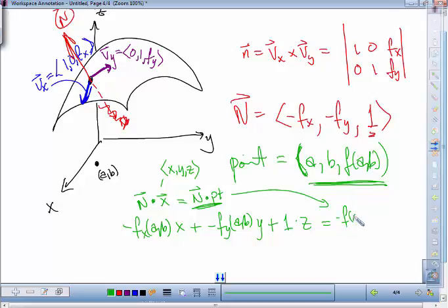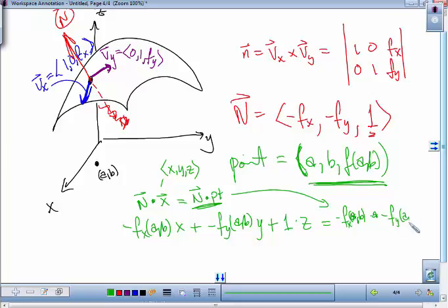So minus fx of A and B, and this little dot here is scalar times. This is a plus, I think, right?